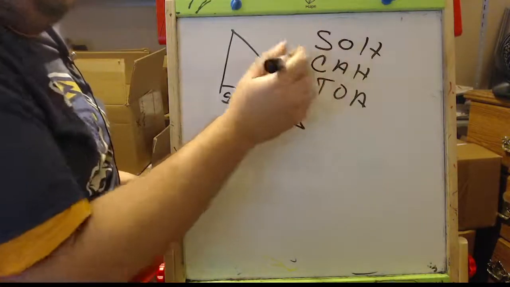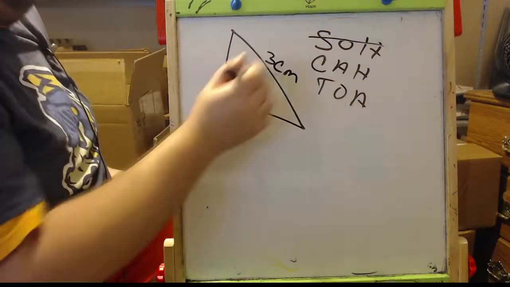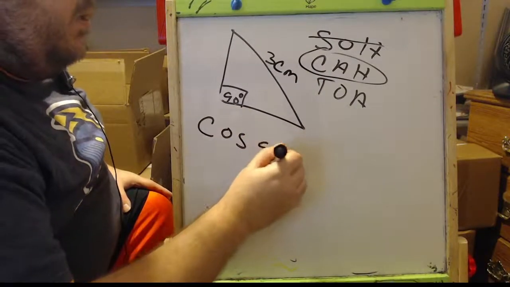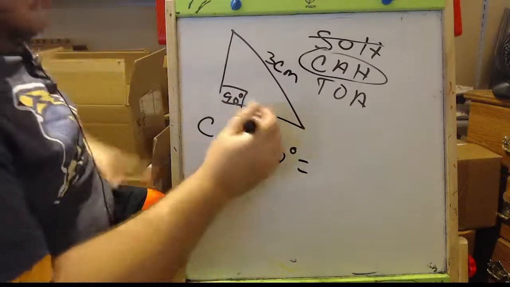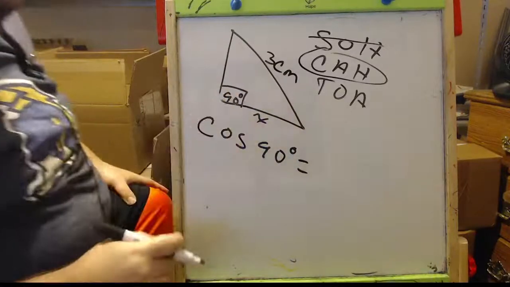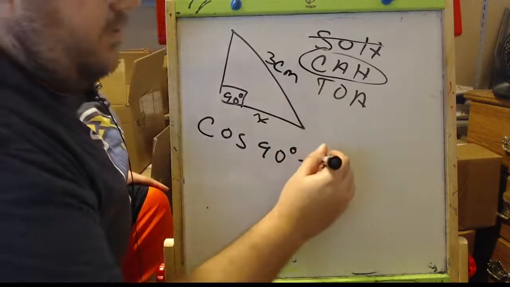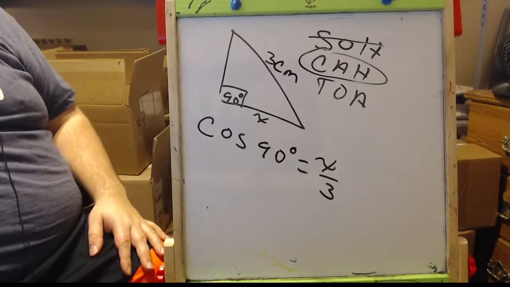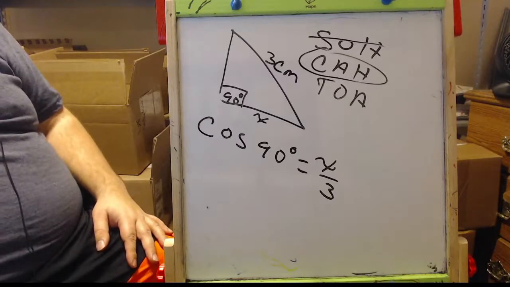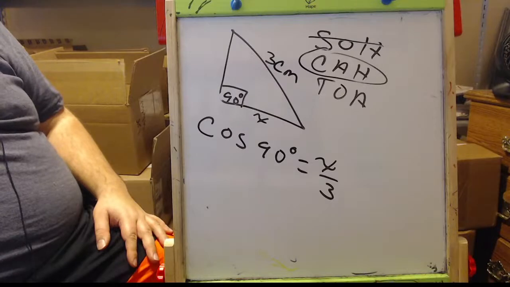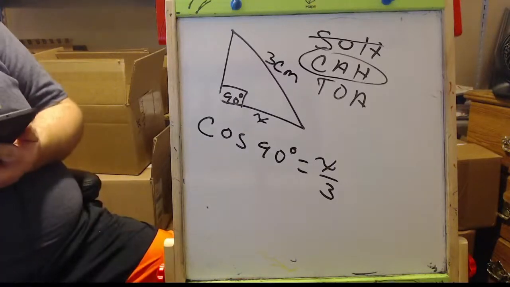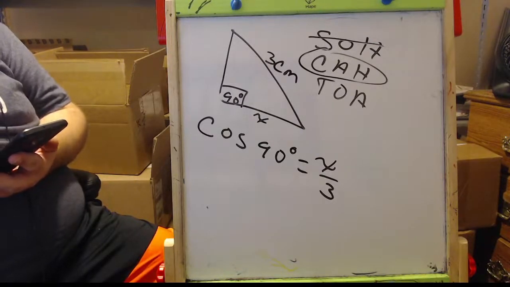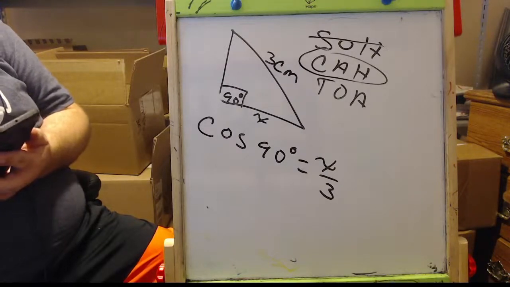So opposite over hypotenuse, if I'm using this, I can't use sine, because opposite over hypotenuse, they're the same thing. So I have to use cosine. So what I would do is say cosine of 90 degrees is equal to the adjacent, let's say we call this one the adjacent, over the hypotenuse. And I would just solve that equation. Make sense?